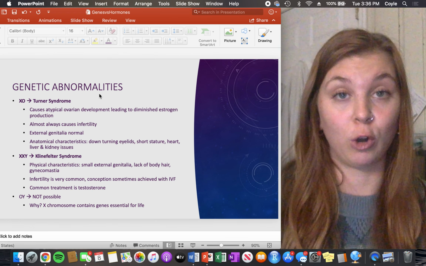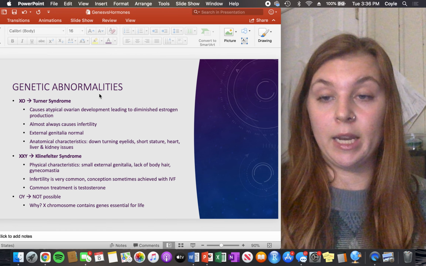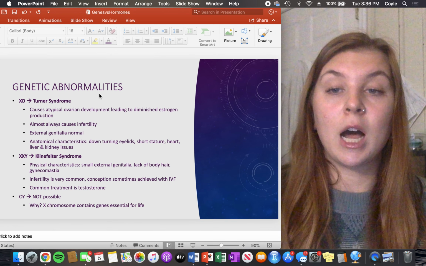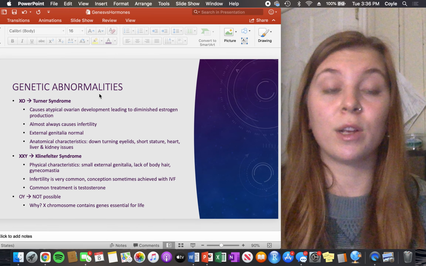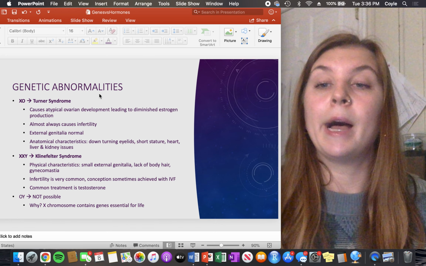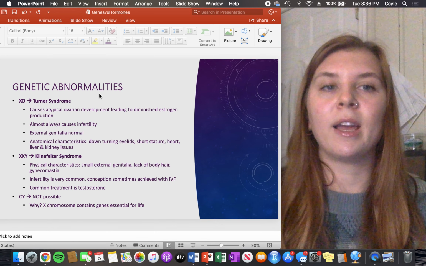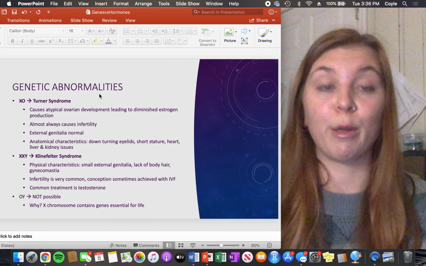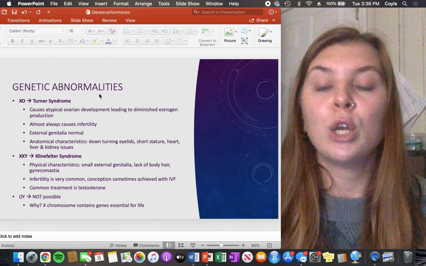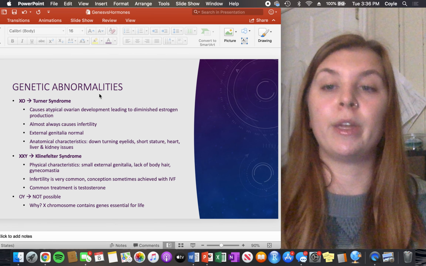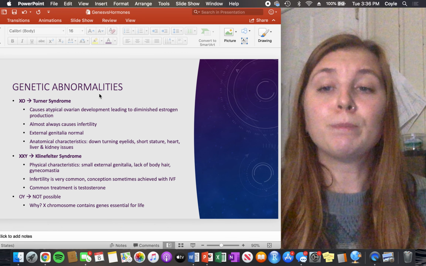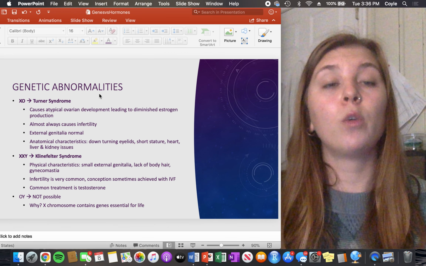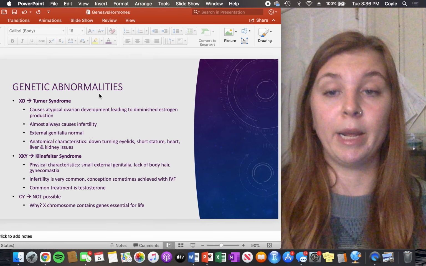Another abnormality is Klinefelter syndrome, which is an XXY. So we have an extra chromosome, and in this case, it is an extra X chromosome. Technically, this person is born male because the Y chromosome is present, but there are almost extra female characteristics coming through because of the extra X chromosome. The physical characteristics with this syndrome are small external genitalia, lack of body hair, and gynecomastia, which is breast development in males.